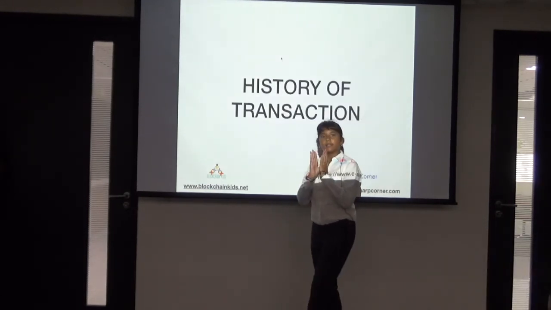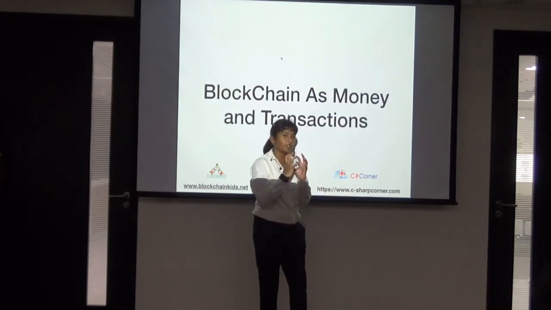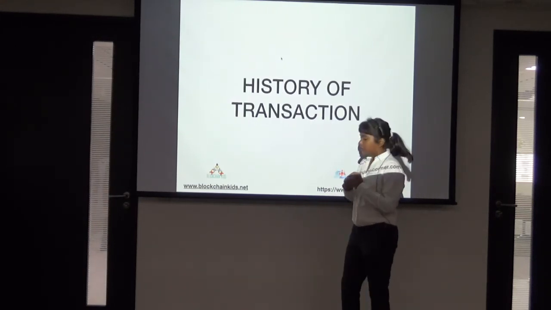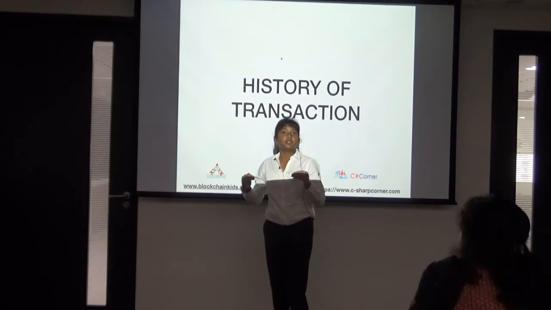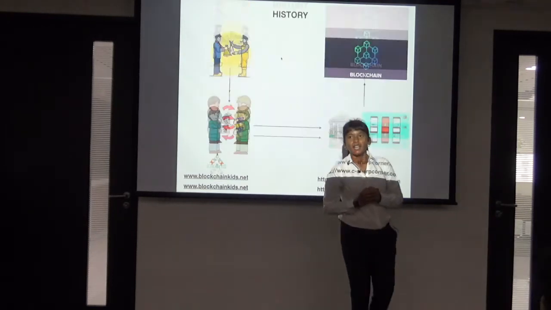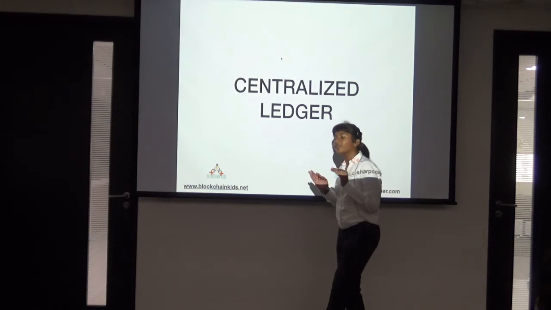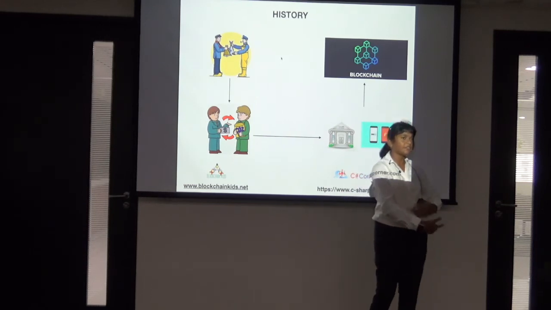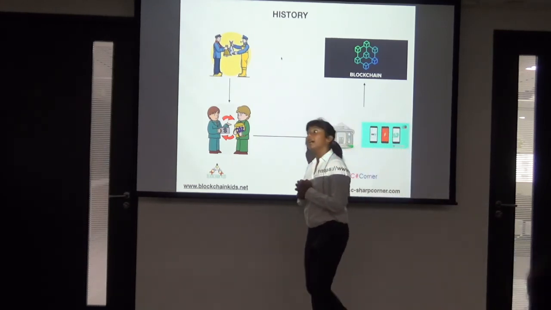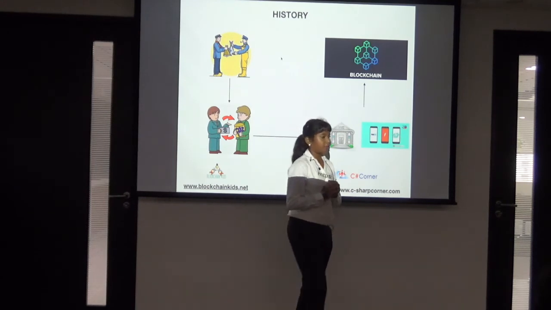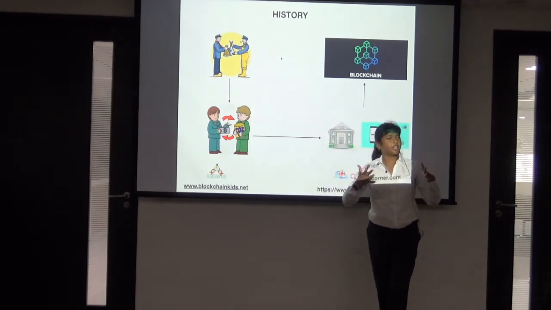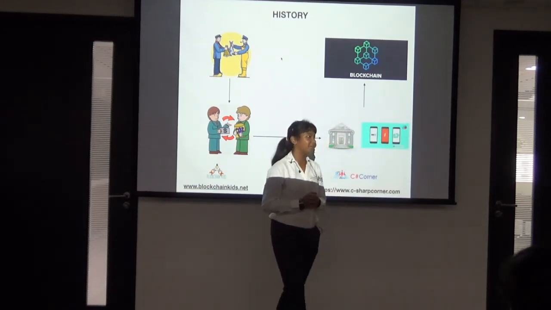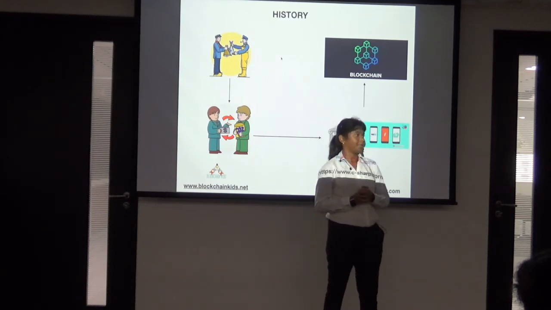Everything has a viewpoint. So now what is blockchain from the viewpoint of transactions and money? If you want to learn about transactions, you should know the history of transactions. First, the barter system came. After some time, the money system came. And after the money system, digital wallets came. And after that, the blockchain came, about which we are talking today.